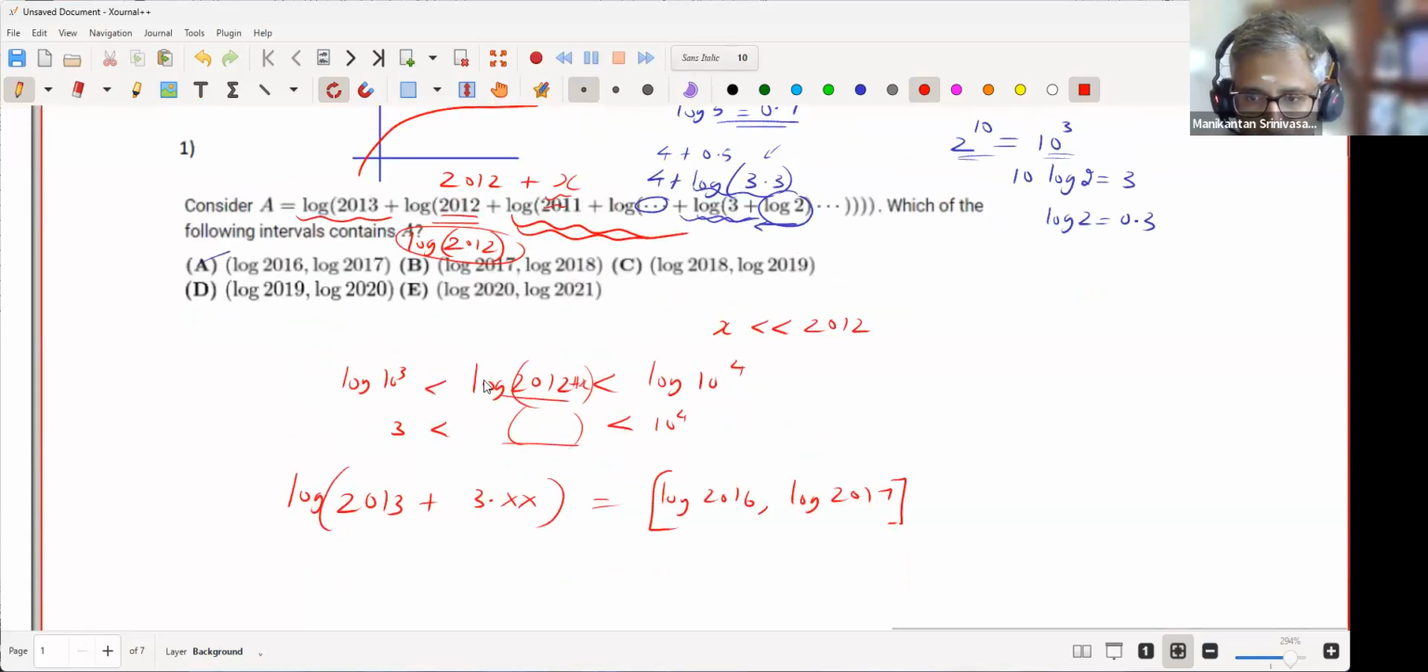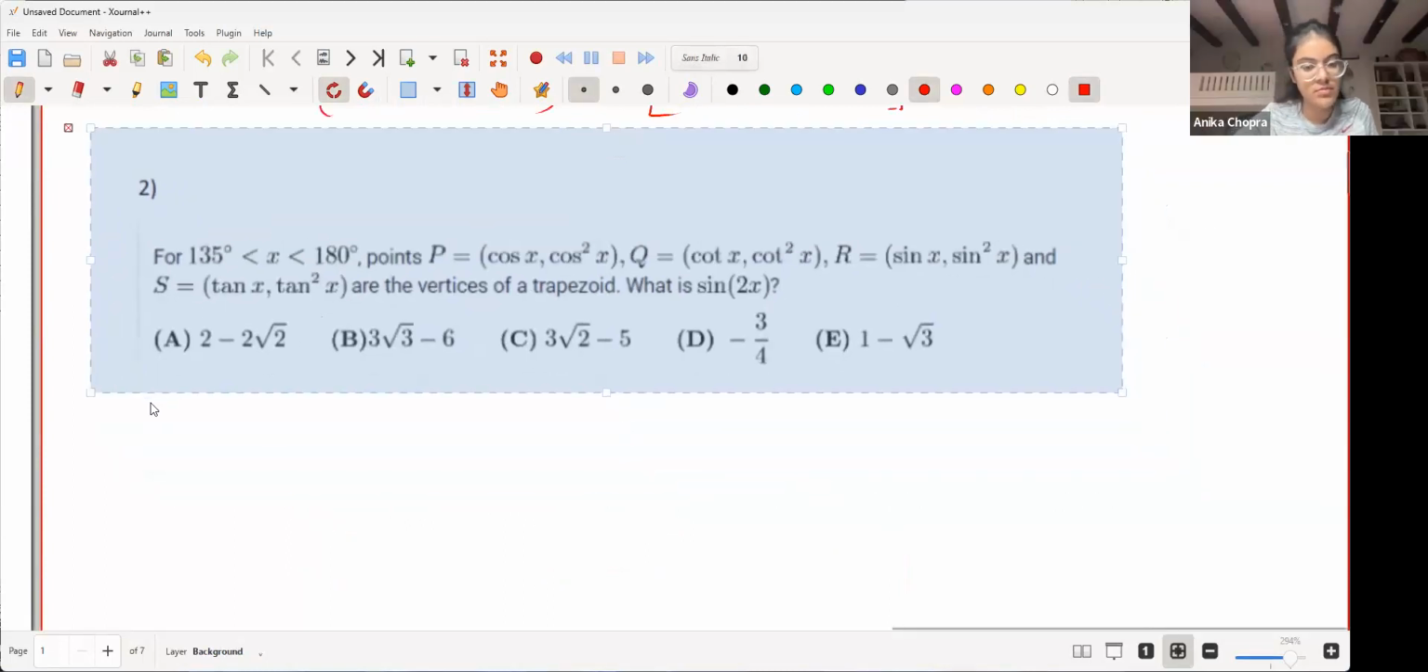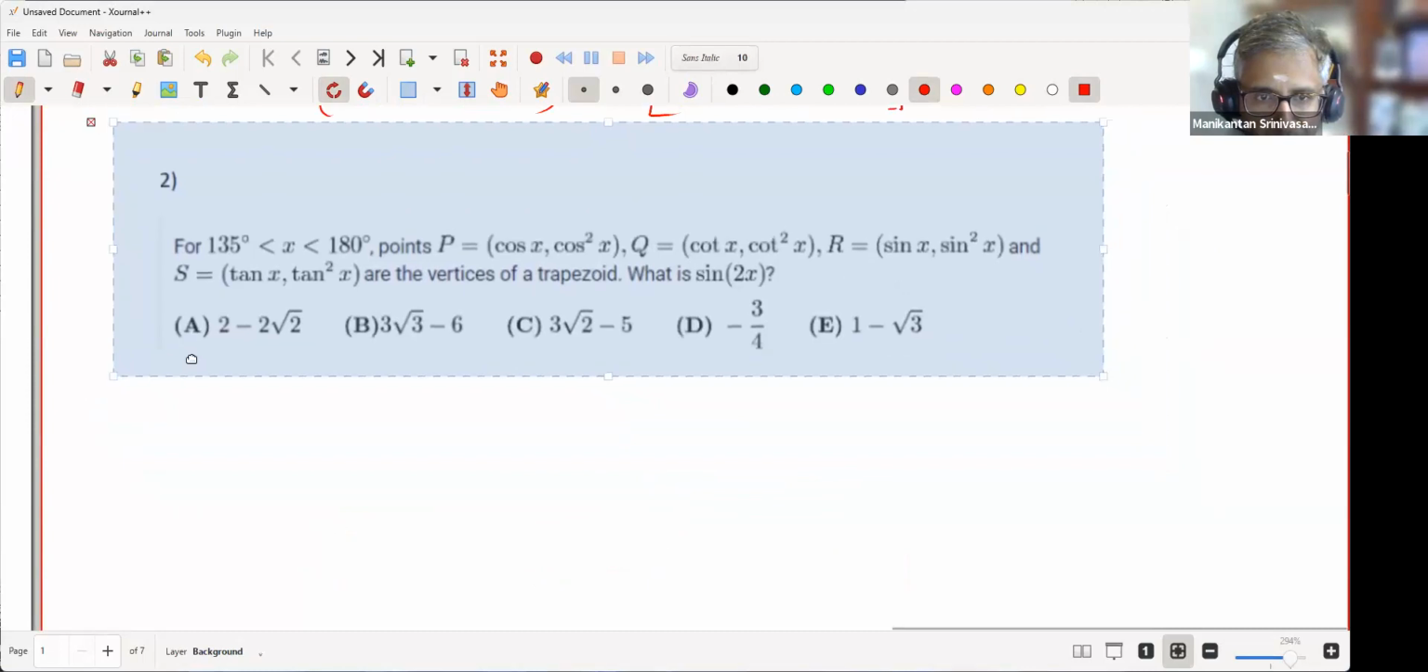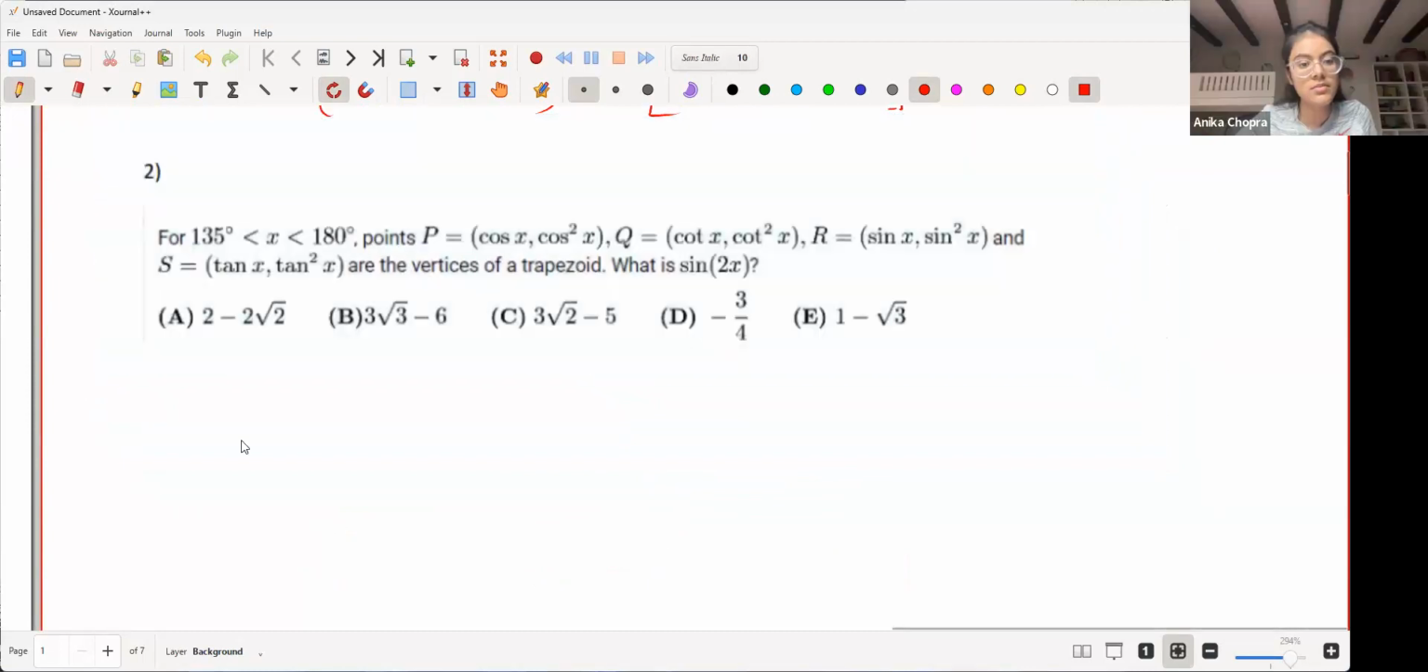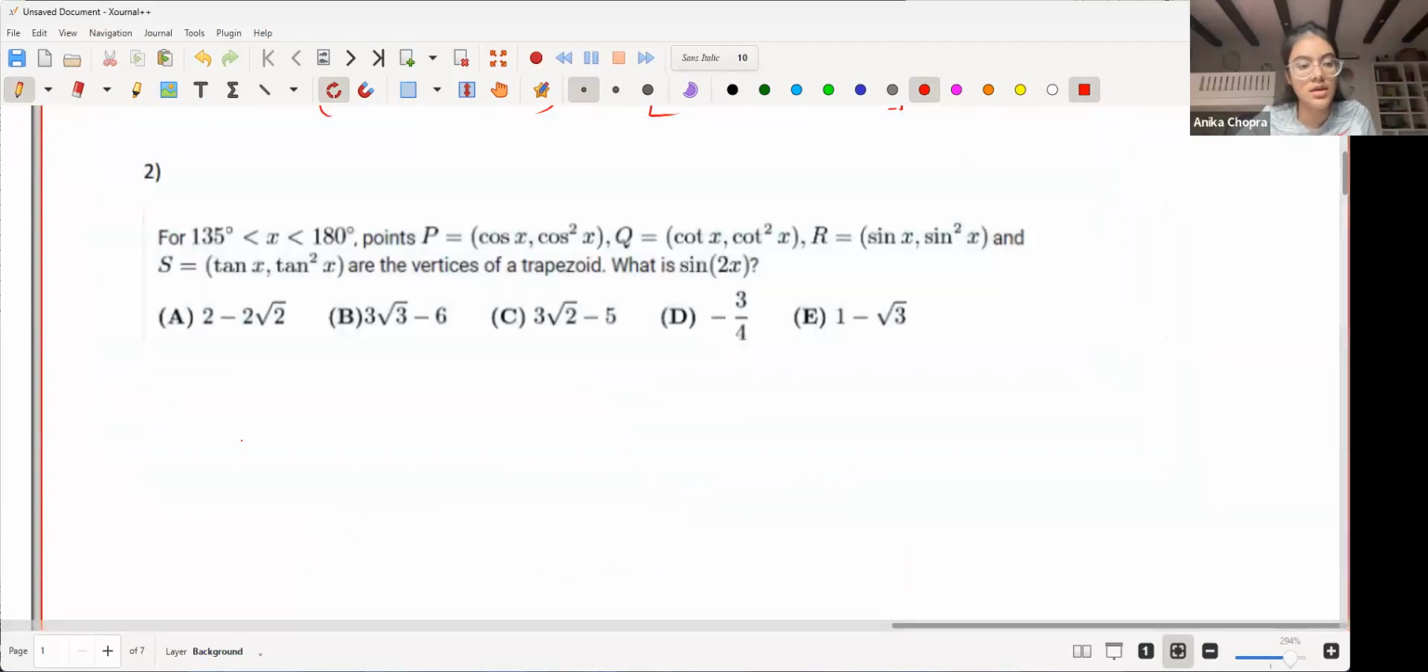Question 2. Anika, were you able to do this question 2? Yes. Okay. What option did you get? So I got A, 2 minus 2 root 2. Okay, anyone agree or disagree with her?